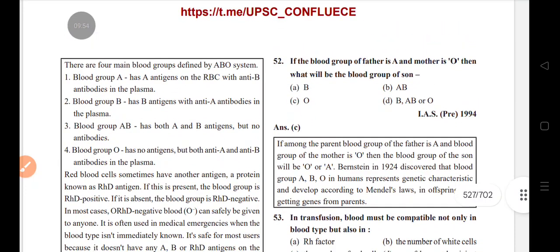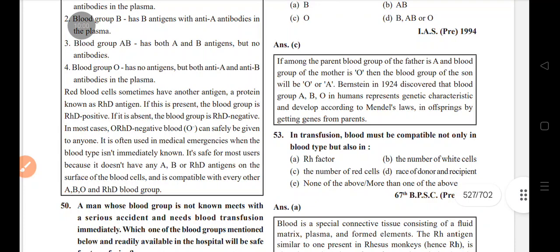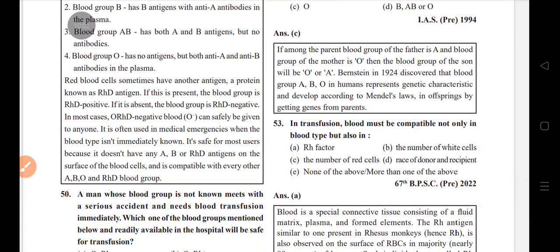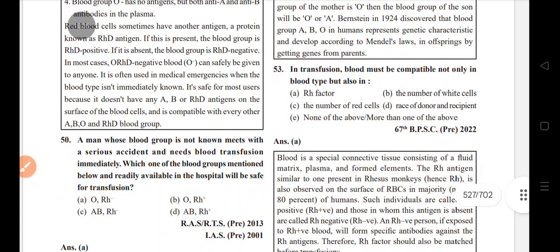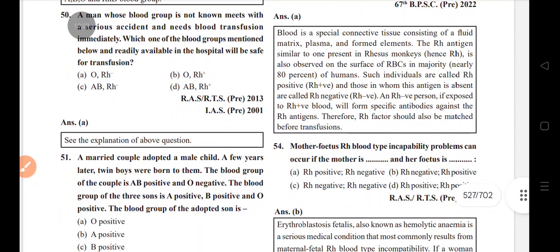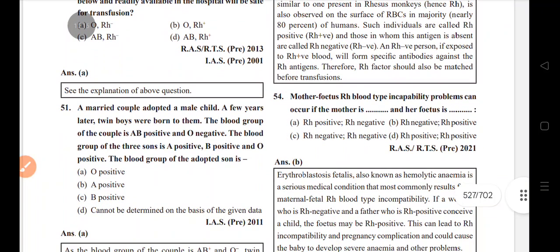The blood group of a father is A and mother B, then the blood group of the son is O. In transfusion, blood must be compatible not only in blood type but also in Rh factor. Mother and fetus Rh blood type incompatibility problem can occur if the mother is Rh negative and her fetus is Rh negative.